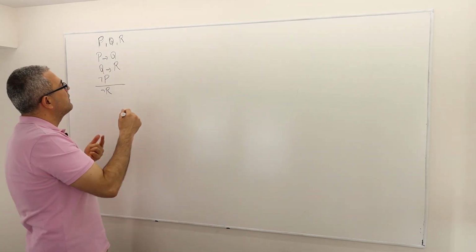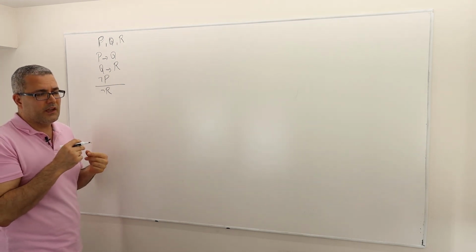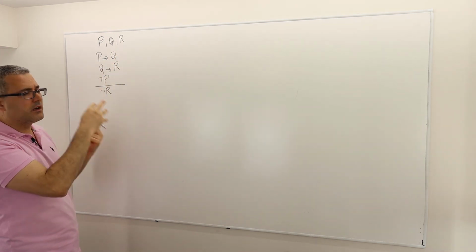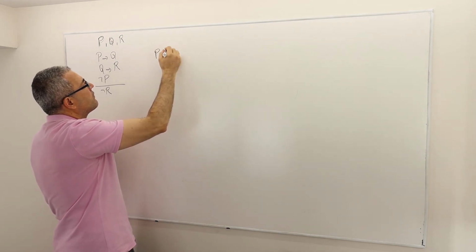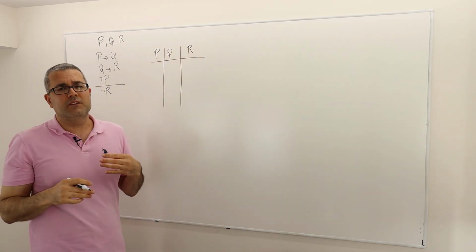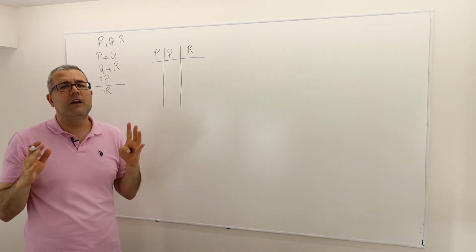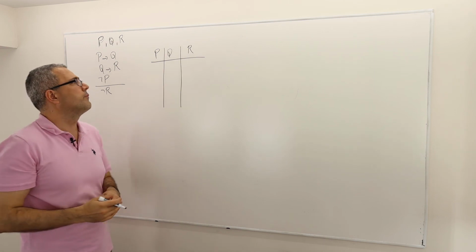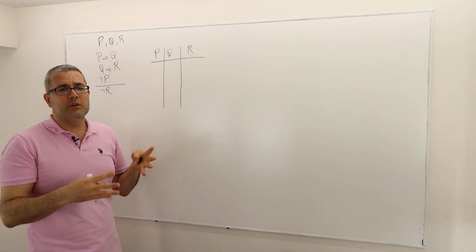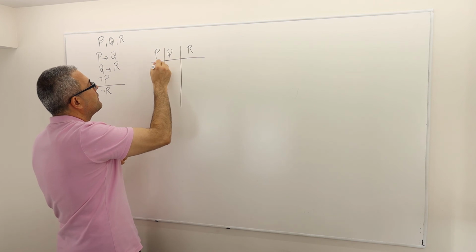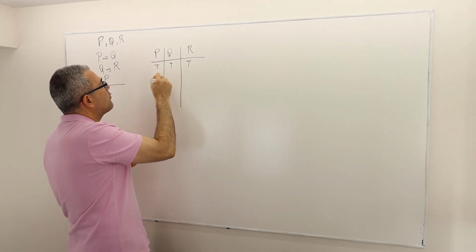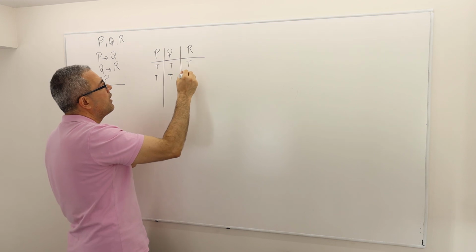So here, the truth table starts with the atomic sentences. I have P, Q, and R, so I have 3 atomic sentences in this entire argument. Therefore, I must start with 3 columns, P, Q, and R. Remember, each atomic sentence has 2 values, either true or false, all right? An atomic sentence has to be one of them. Because I have 3 different atomic sentences, I have to analyze 8 possible cases. One of them is where all 3 atomic sentences are true. Another one is where P and Q are true, and R is false.